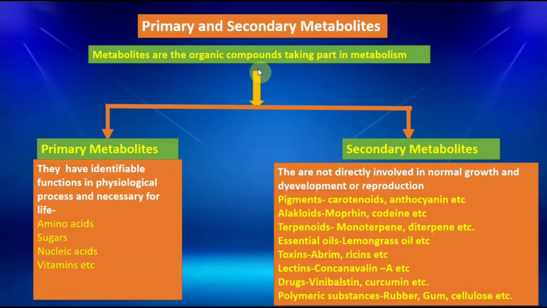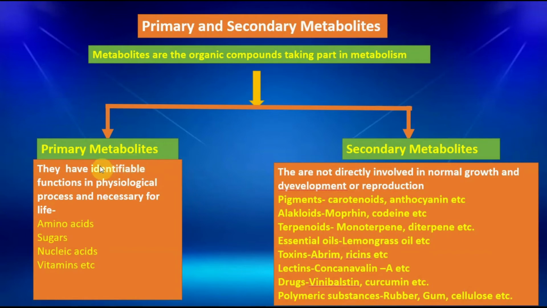These metabolites are classified basically into 2 types: primary metabolites and secondary metabolites. So what is the main difference between them? We will take some examples. Primary metabolites have a definite function in physiological processes, and are essentially necessary for life. For example, glucose.